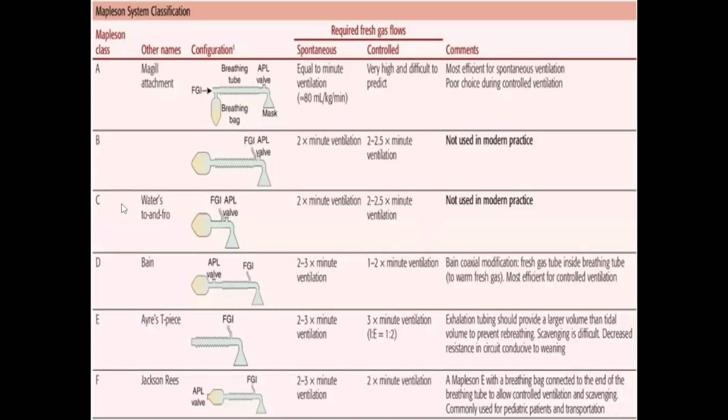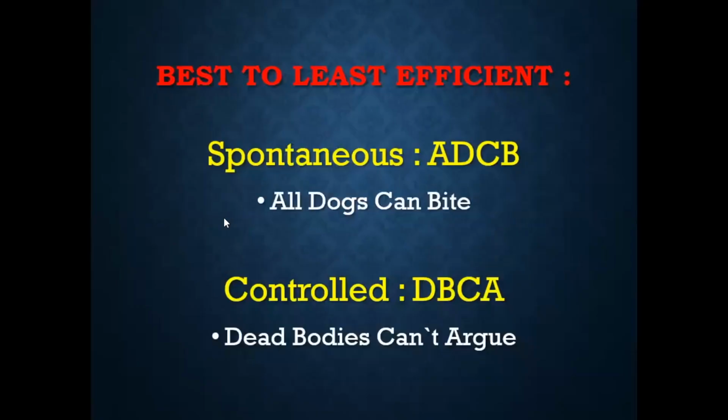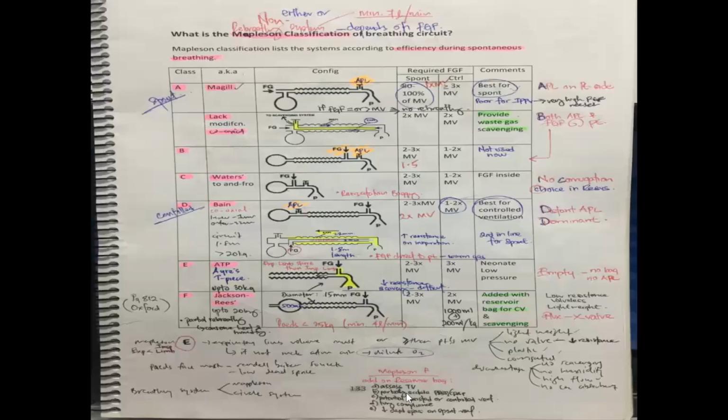If you look at it, A is best for spontaneous, equal to minute ventilation. But in control, it needs a very high minute ventilation. It's not good. But D in spontaneous increases gas flow, so it needs a higher minute ventilation. But in control, it just needs almost 1 to 2 only. Most efficient for controlled ventilation is D. Most efficient for spontaneous ventilation is A. So remember that.